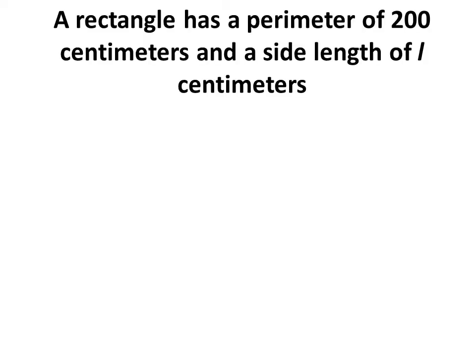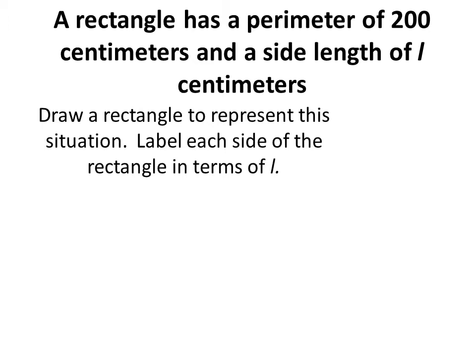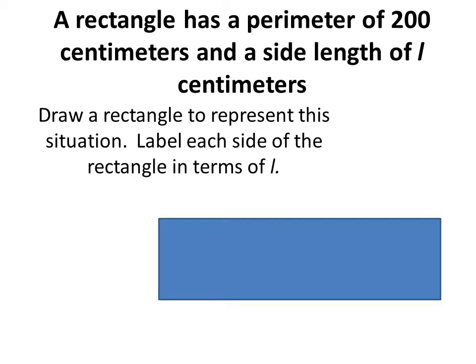This is a review for your quiz tomorrow on quadratics. Given a rectangle that has a perimeter of 200 centimeters and a side length of L centimeters. Draw a rectangle to represent this situation. Label each side of the rectangle in terms of L. So we're just using L, not W for width.